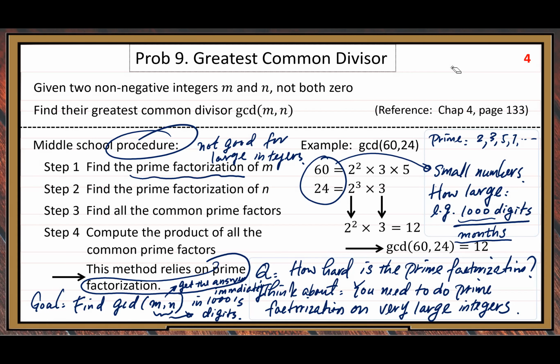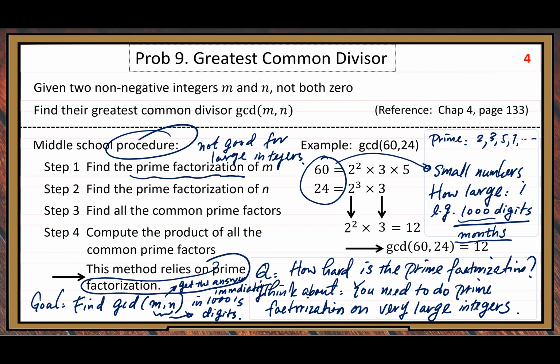Last time, we needed to solve our computing problem number 9, greatest common divisor. And we recalled the middle school procedure using the prime factorization. Although it is simple from the procedure point of view, it relies on prime factorization. And later, I explained this prime factorization could be very slow when you need to factorize a large integer.